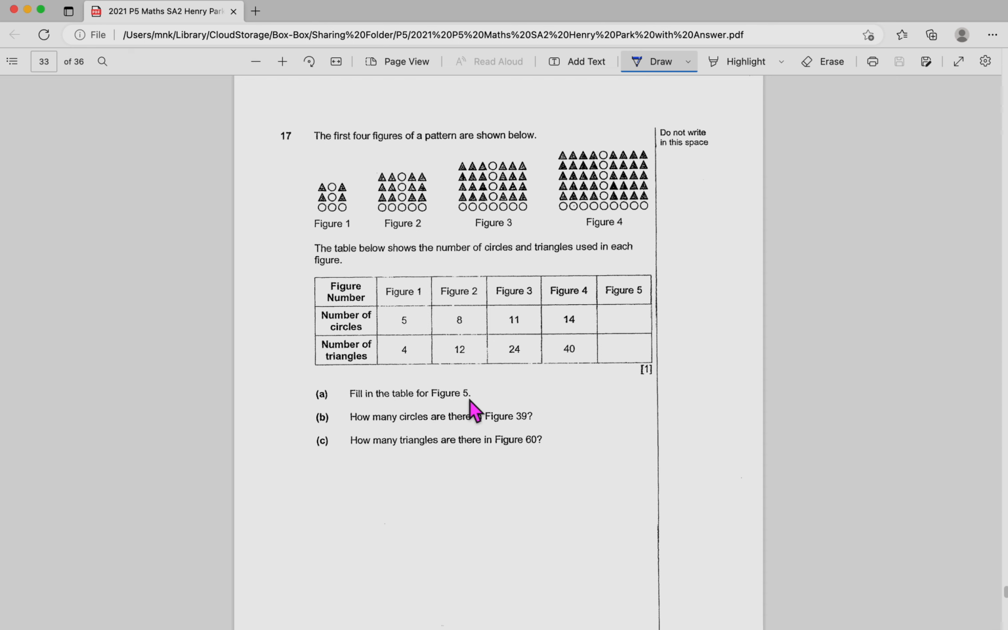The table for figure 5. Okay, so you have to observe the pattern here. This is a number pattern question. For circles, the number of circles goes +3, +3, and +3. So the difference is the same throughout, right? They are all +3. So therefore the next one will be +3 from 14, and you get 17.